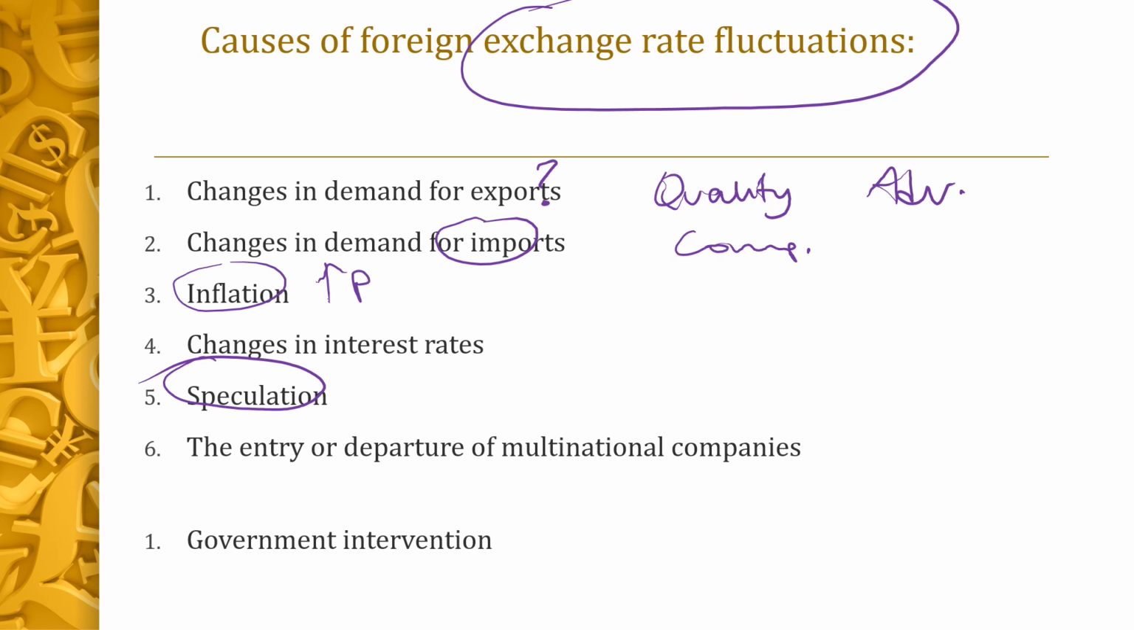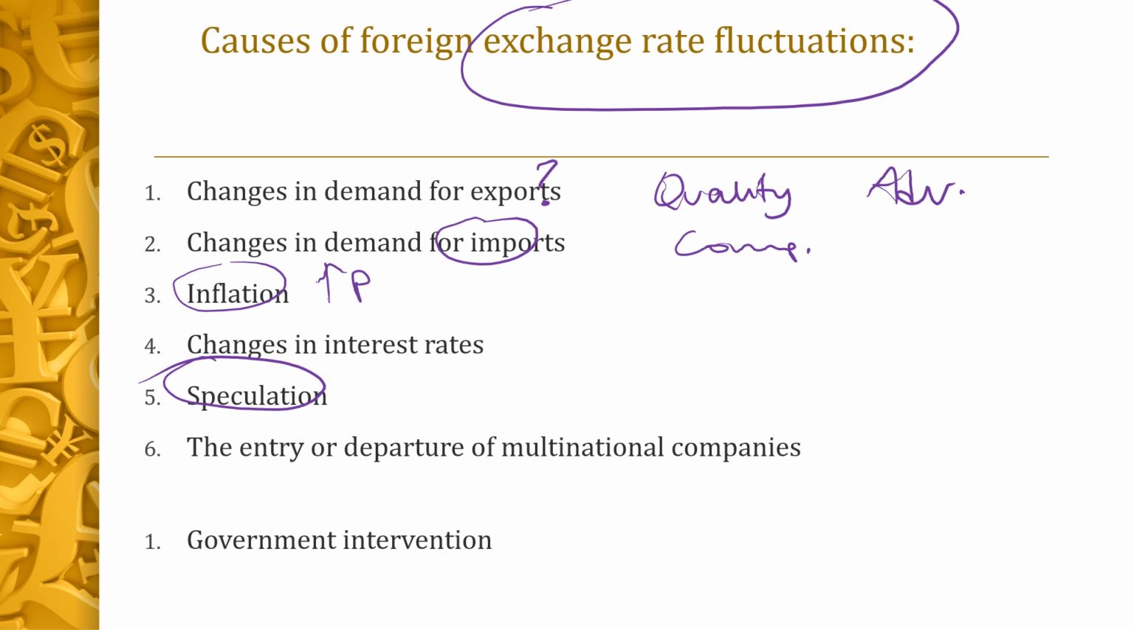Speculation is when foreign exchange traders and investment companies move money around the world to take advantage of higher interest rates and variations in exchange rates to earn a profit. Huge sums of money are involved here, and this can cause the exchange rate to fluctuate, at least in the short term.